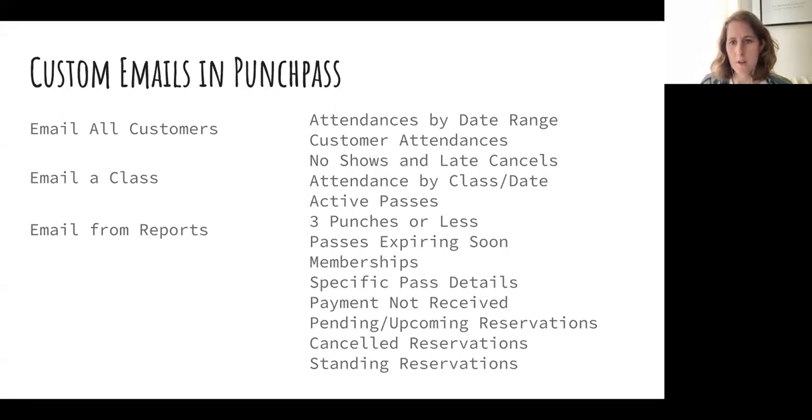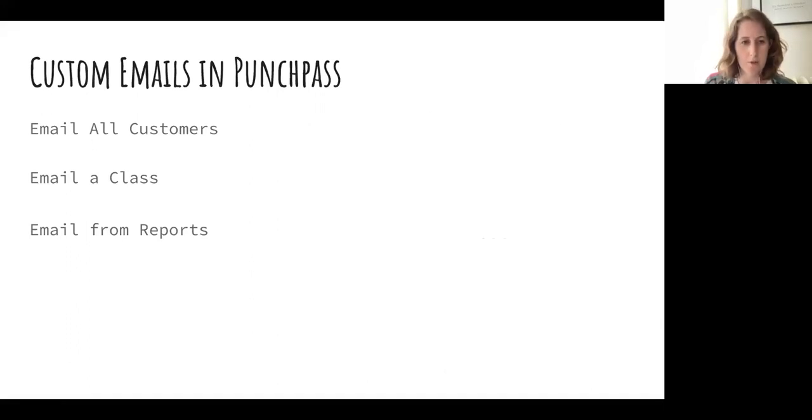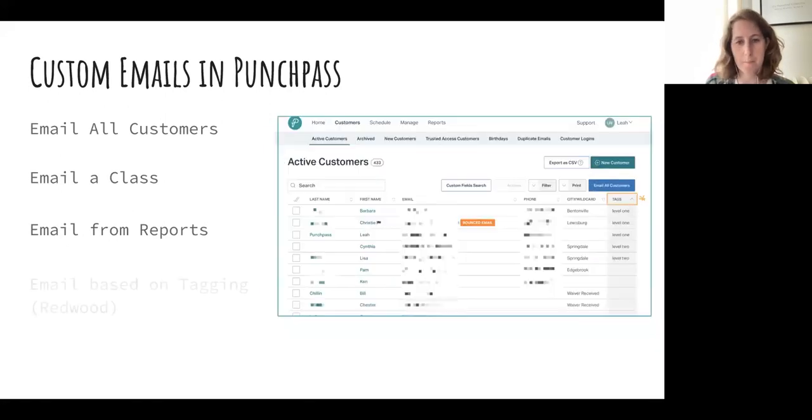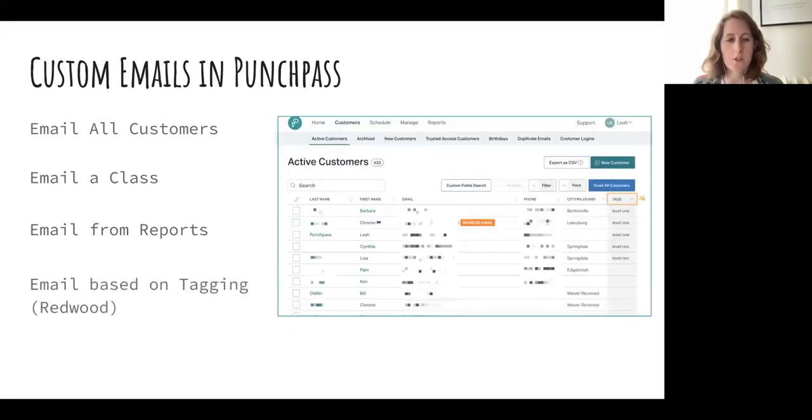So there's definitely a lot of different options, but I just wanted to let you know how everyone has the option to use the reports, drill down and find a group of people and send a message directly to them. So for an example, our customer attendance report, pull those people, select them, and email them. I also wanted to mention two different ways to filter through your customer list and send messages. And these are specific to the Redwood plan currently.